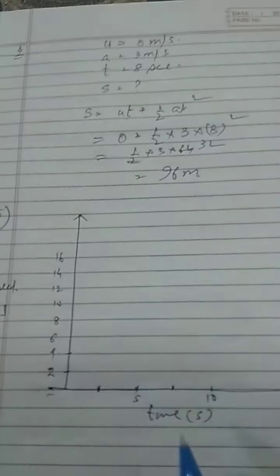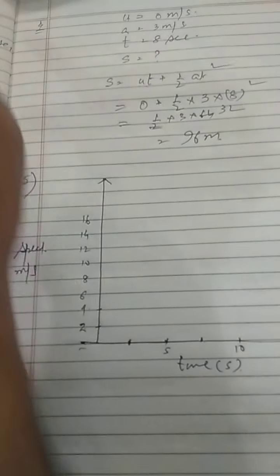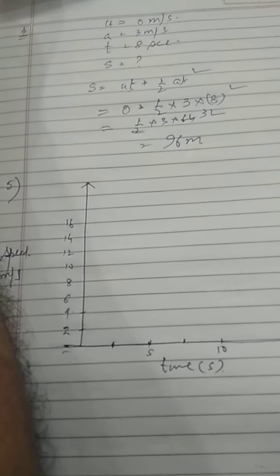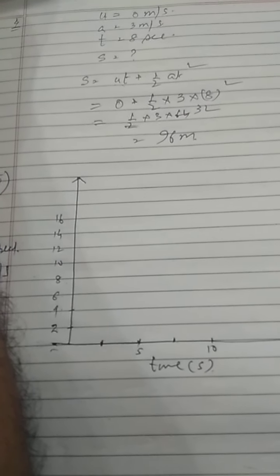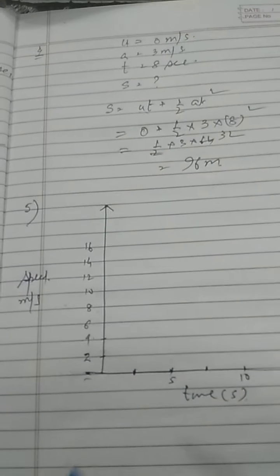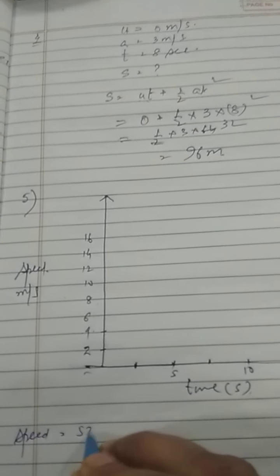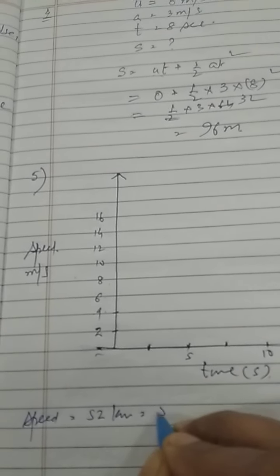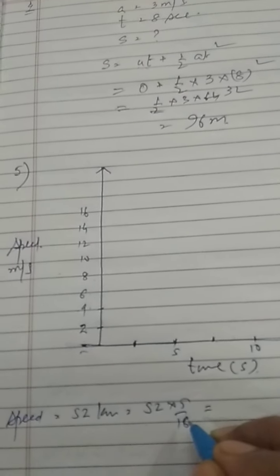So after forming the scale, first we have to calculate the distance covered by both the cars after applying the brakes. The speed of the first car is 52 km per hour. Convert it into meter per second by multiplying it by 5 by 18.